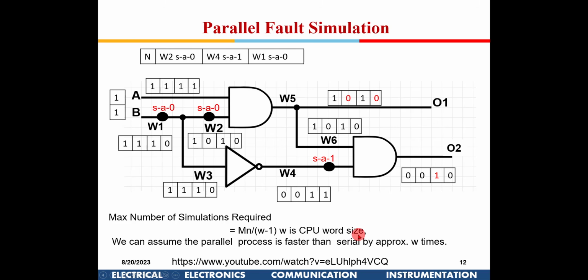Sir, here M is the number of combinations of input vectors? Yes, yes. So that will be like 4, and N is the number of faults in the circuit.